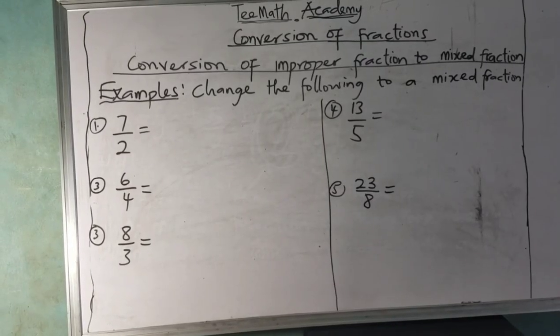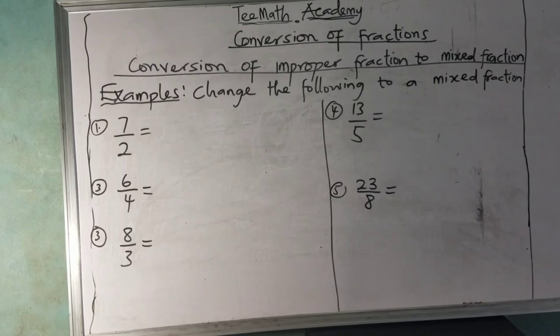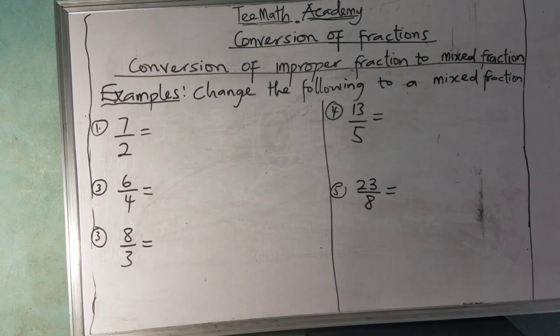The next we are looking at is conversion of fractions. Fractions can be converted from one form to another. I mean, from improper fraction to a mixed fraction. It can also be converted from mixed fraction back to improper fraction. But the first thing we are going to look at is conversion of improper fraction to a mixed fraction. When we say conversion, it also means changing. Examples: change the following to a mixed fraction.